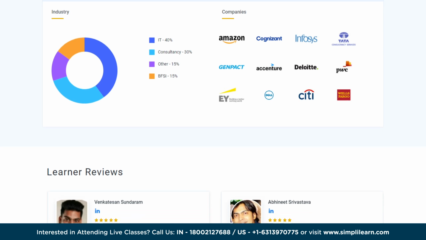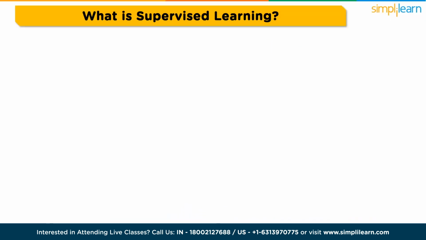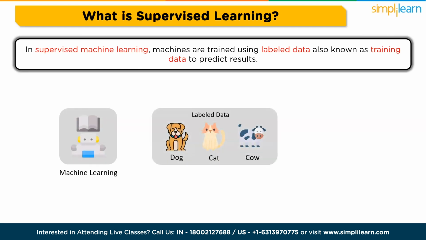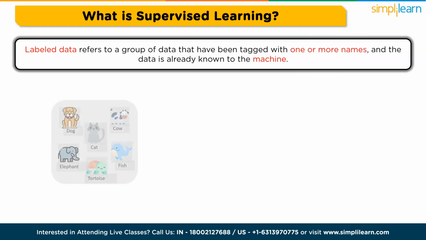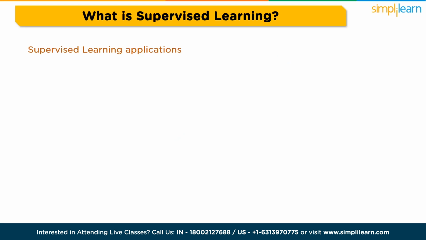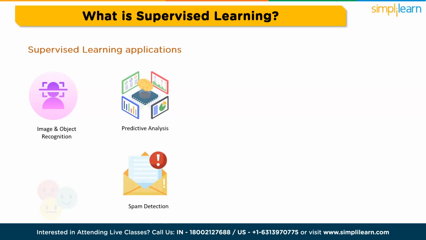So moving forward, let's take a quick look at supervised learning. What is supervised learning? In supervised machine learning, machines are trained using labeled data, also known as training data, to predict results. Here, labeled data refers to a group of data that has been tagged with one or more names, and the data is already known to the machine. In the real world, supervised machine learning can be used for image object detection, predictive analytics, spam detection, customer sentiment analysis, and many more.